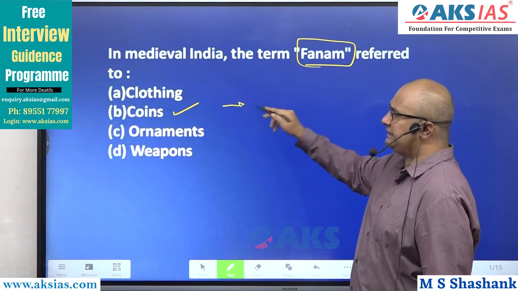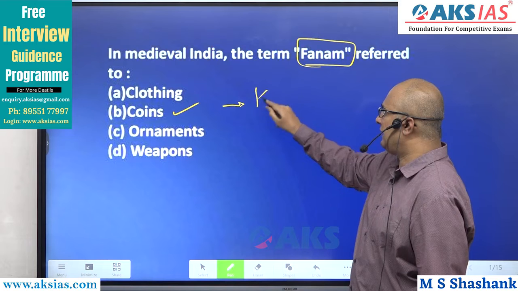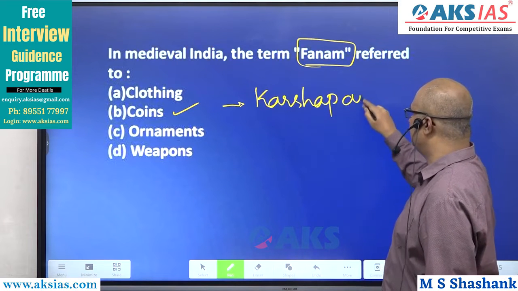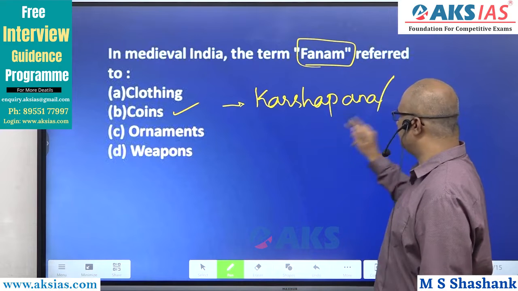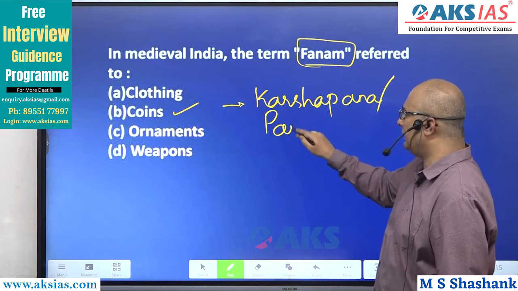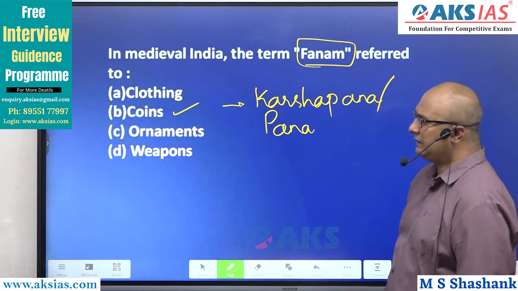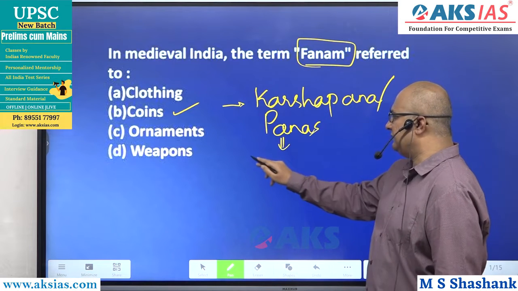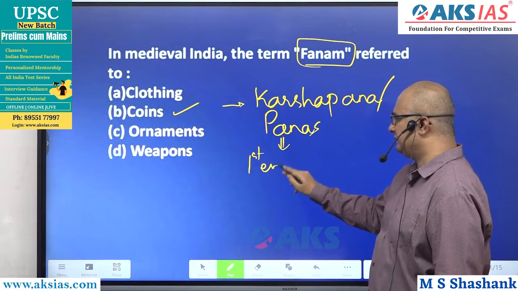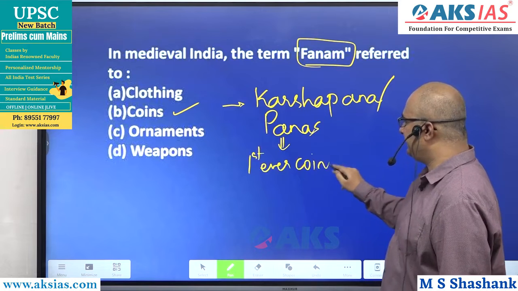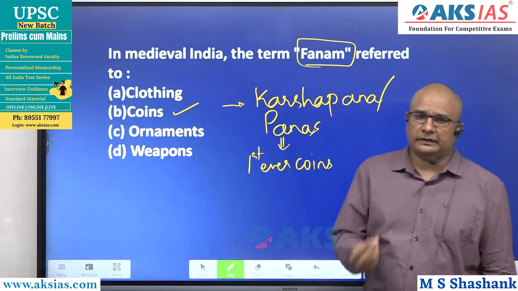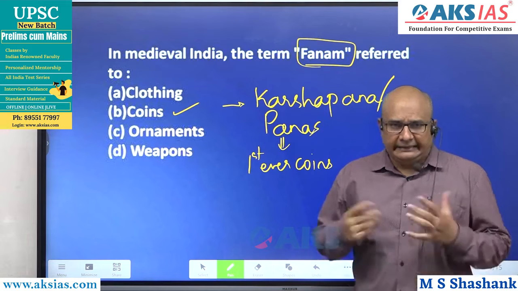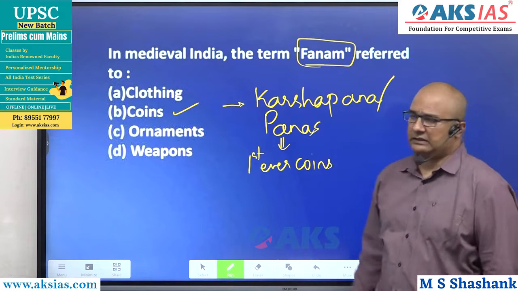If anyone has studied their ancient India, they should have come across a word called Karshapana, which is in short sometimes called Pana. The plural will be Panas. What are these? These are the first ever coins in Indian history. What are coins? Coins are used for trade purposes, exchange. And in Indian history, the first coins were the panas or karshapanas.